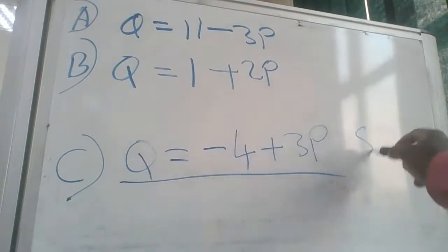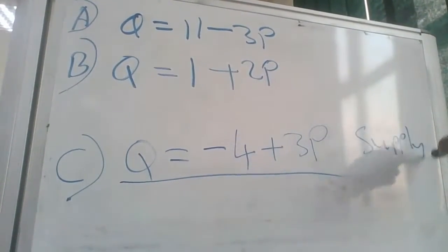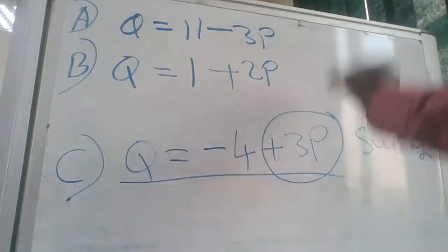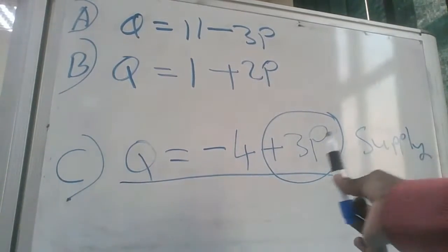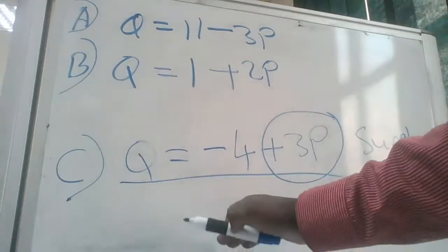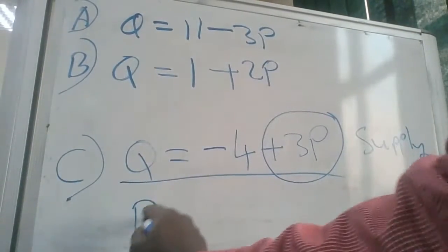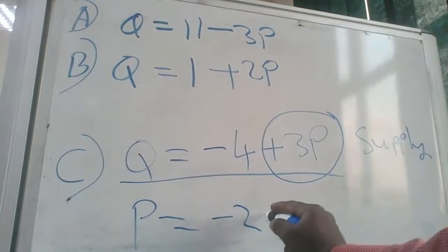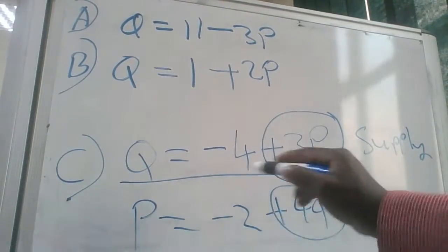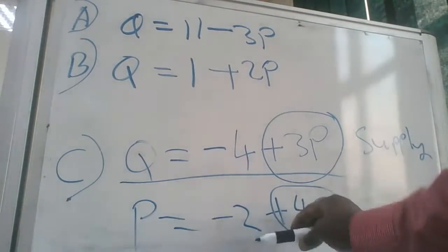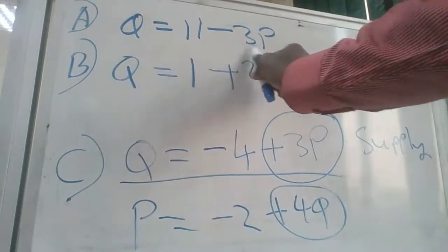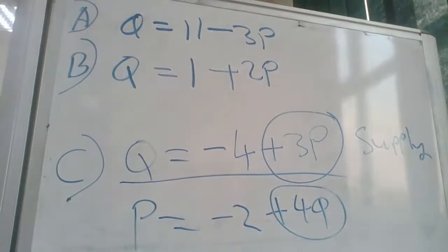Okay, now let's conclude. This is a supply function, because the slope of this function is positive. What matters is the coefficient of price, or if it was an inverse function, let's assume it was written like P is equal to -2 plus 4Q. If the coefficient of Q here is positive, it means the function is a supply function. If it is negative, like this one, it means this is a demand function.